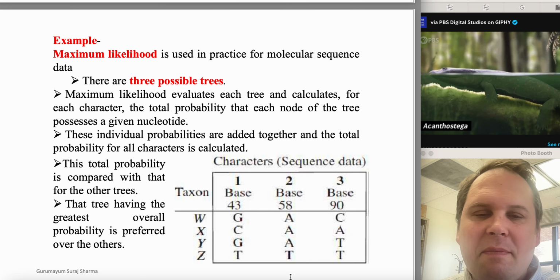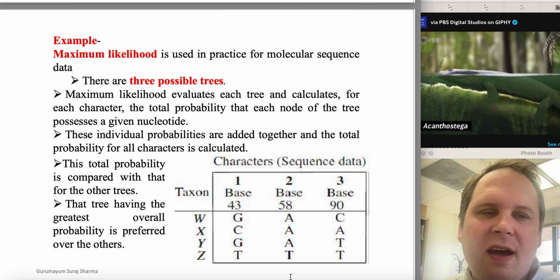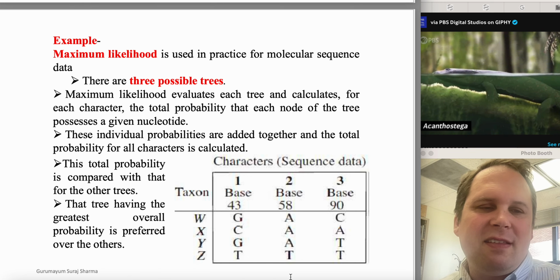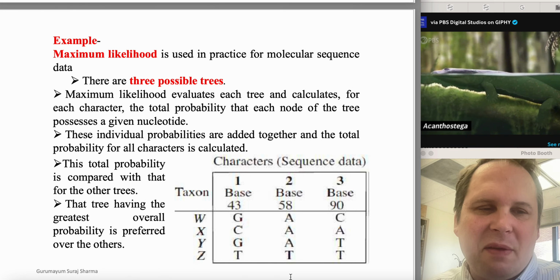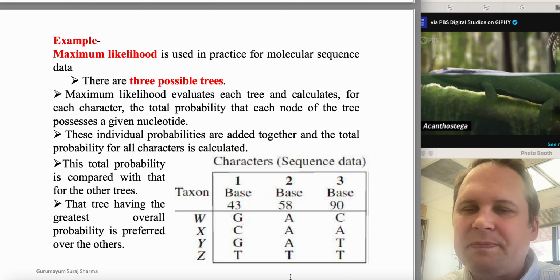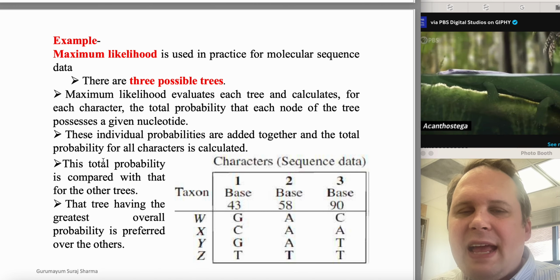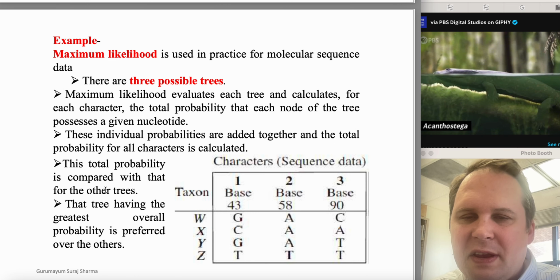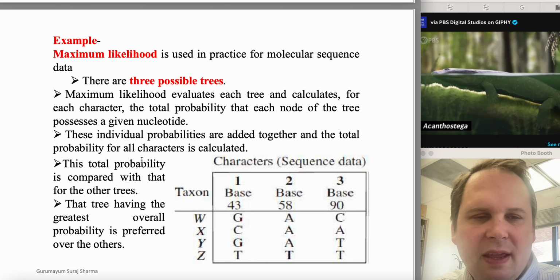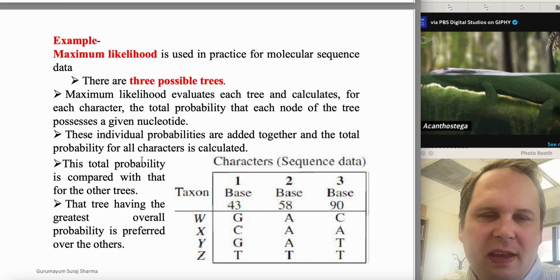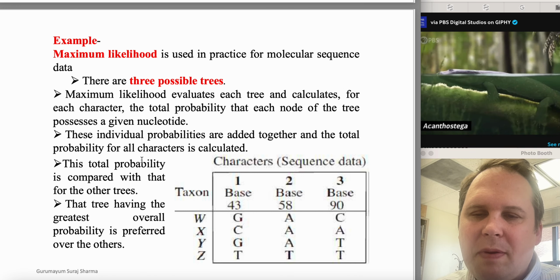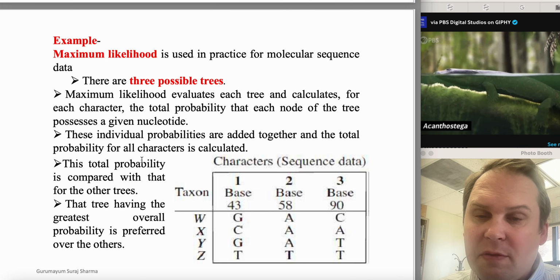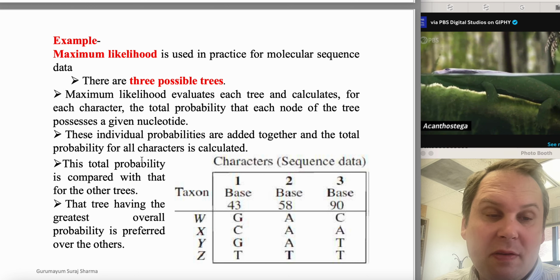Great. And then we're going to say, what are the odds that we could change from an A to a T? Or change from an A and a T to a G or a C, something like that. What are the odds at every step? So you're going to add all these probabilities together and get a probability for the entire tree. You're going to make lots of different trees and compute the total probability for each tree. And then the tree with the highest overall probability is going to be preferred over the others.